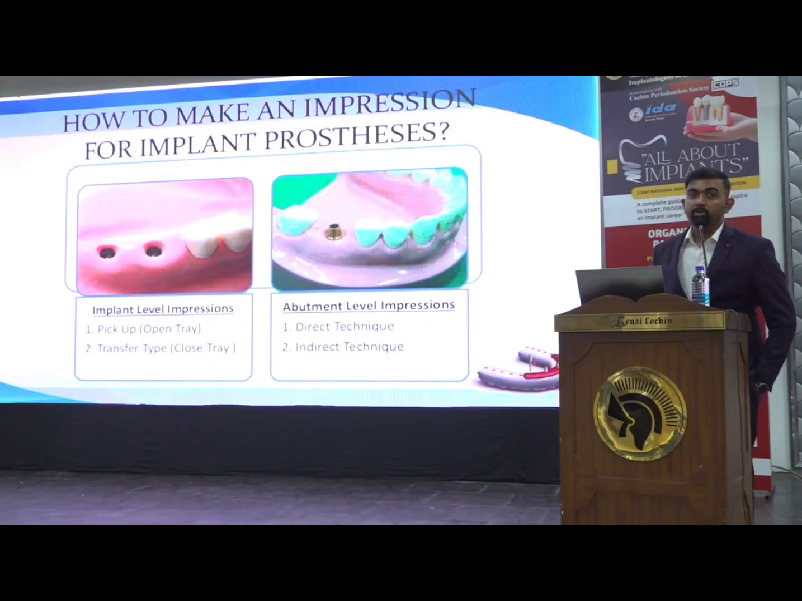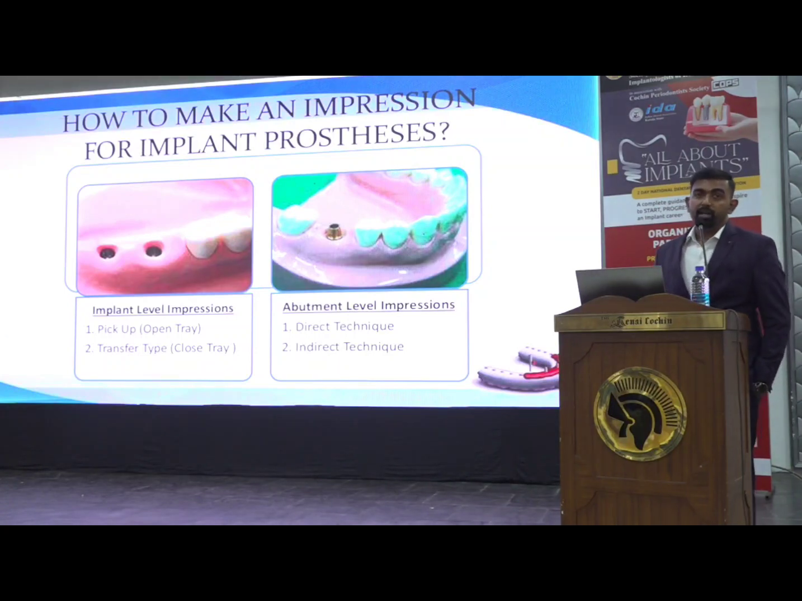Coming to implant impressions, there are basically two types: implant level impression and abutment level impression. The basic difference is that implant level impressions are bone level impressions and abutment level impressions are supragingival margins. These are the basic differences between implant level impression and abutment level impression.